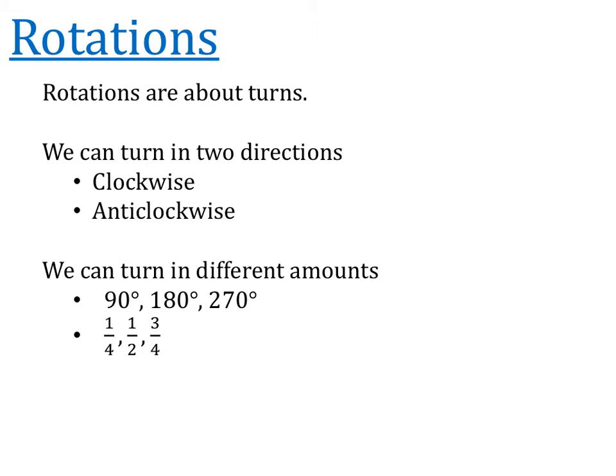So rotations in transformations are about turning a shape. The shape doesn't get any bigger or any smaller or anything like that, but it's going to be turned. And there are two different ways that we typically turn a shape. The first one is clockwise. When we think about a clock, clockwise goes, if you will, towards the right, is sometimes how people think about it. So if you have a shape, you're going to turn it towards the right.